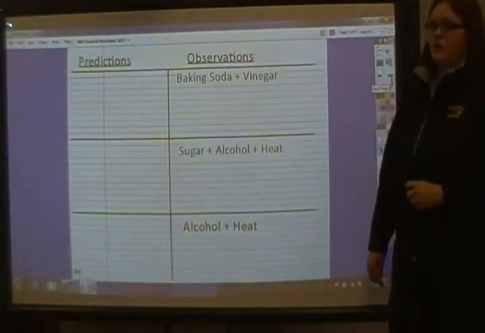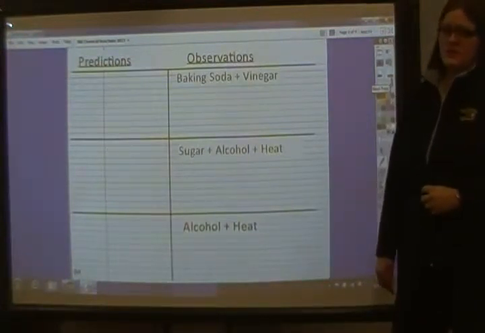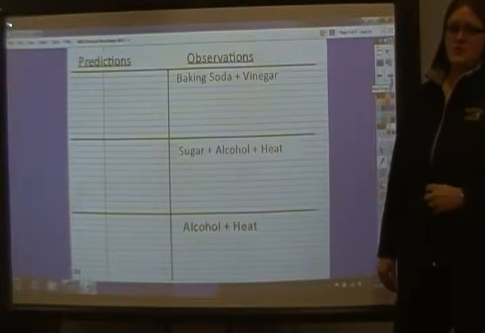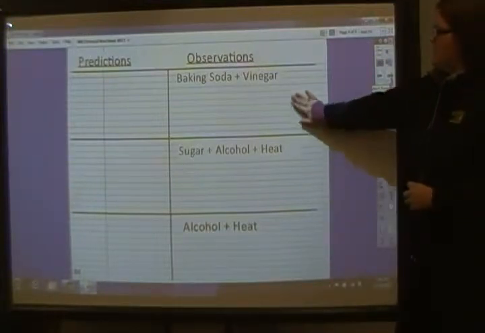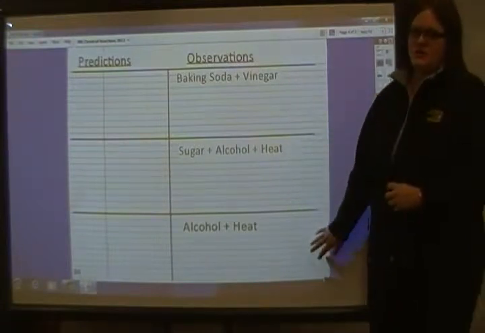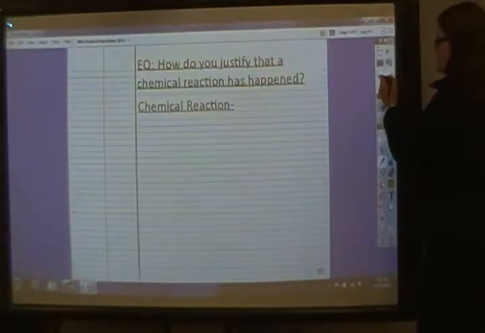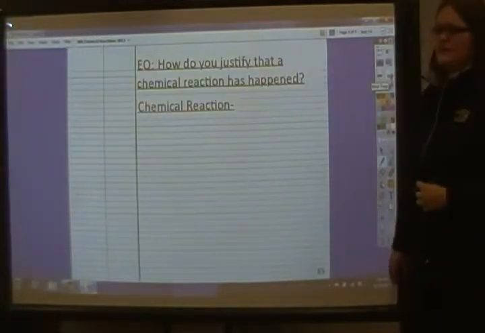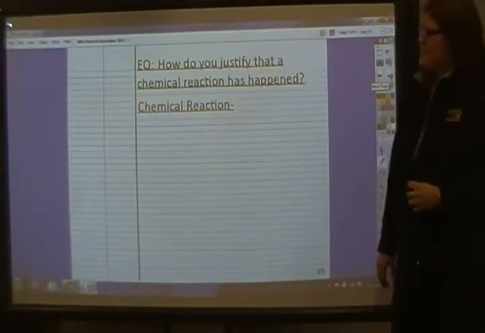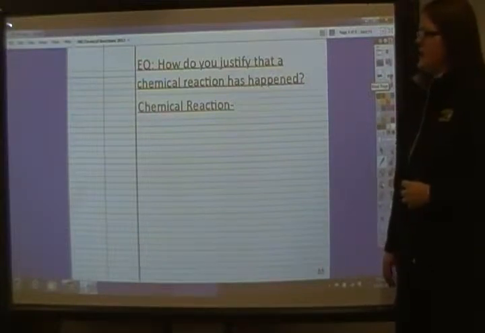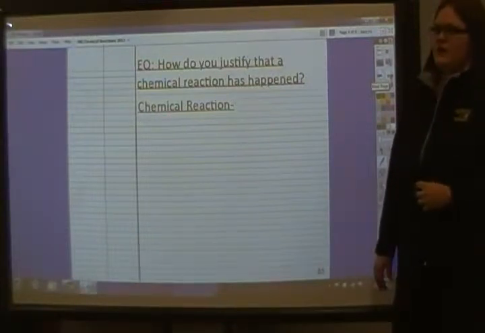On page 84 of your notebook, you made predictions and observations for the demonstrations done in class. If you missed class, go ahead and Google these reactions to find out for yourself. Turn to page 85 and set up your paper for Cornell note-taking. The essential question: how do you justify that a chemical reaction has happened?